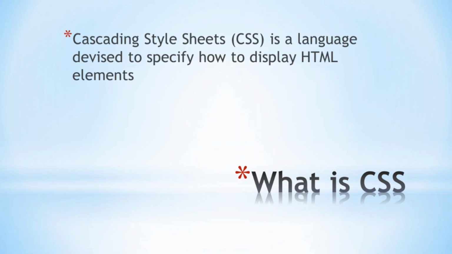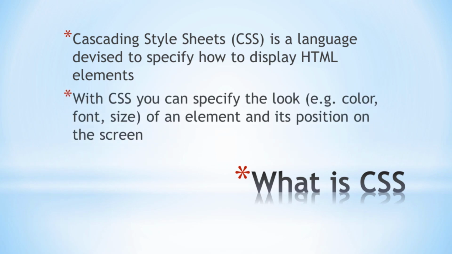CSS is Cascading Style Sheets. It's a language devised to specify how to display HTML elements. It's an attempt to separate the visual aspect of an element from what the element is and its data content, which is what HTML specifies. With CSS, you can specify the look, like the color, the font, the size of an element, and its position on the screen. HTML is used to define what that element is.